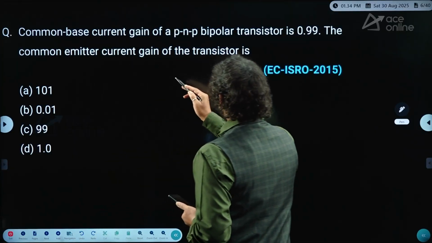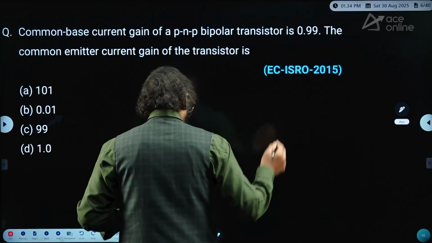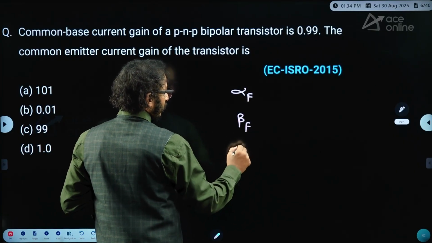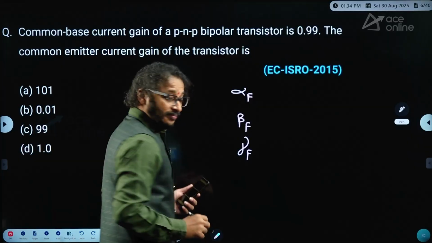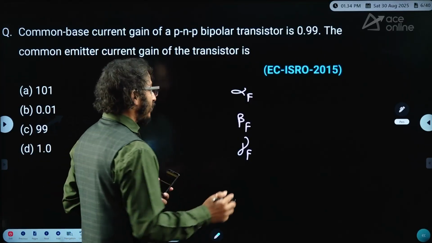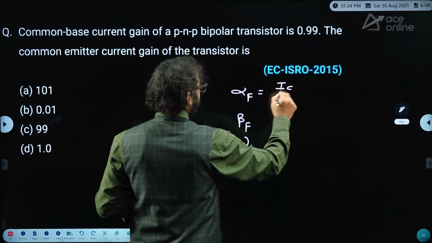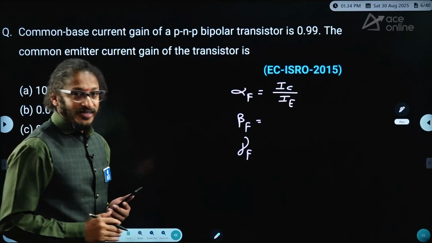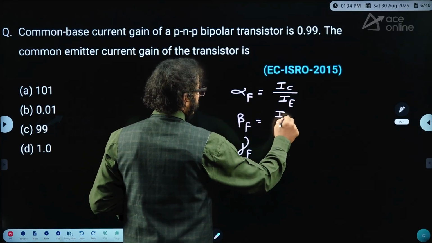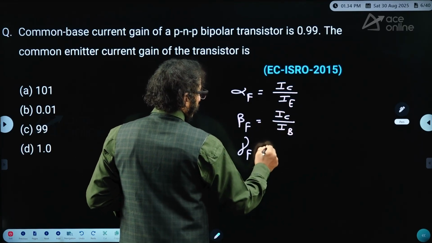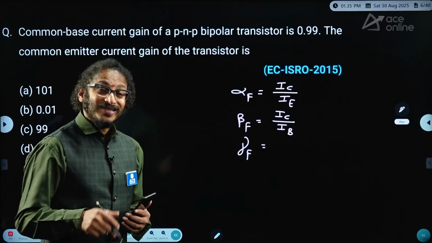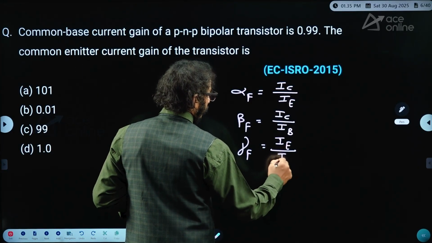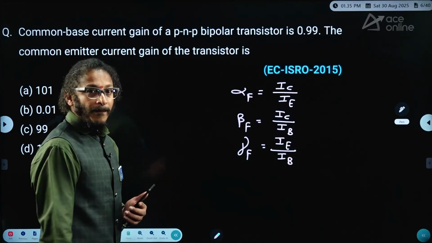The common base current gain of a PNP transistor. Students, you know that whenever I say common base, first of all, alpha F, beta F, and gamma F. True or not? What is alpha F? Common base current gain, which is none other than IC by IE. True or not? In a similar way, what is beta F? Common emitter current gain. So for common emitter, it is IC by IB. In a similar way, what is gamma F? Common collector current gain. For common collector, output is emitter and input is what here? Base, IE by IB. Right, fine.